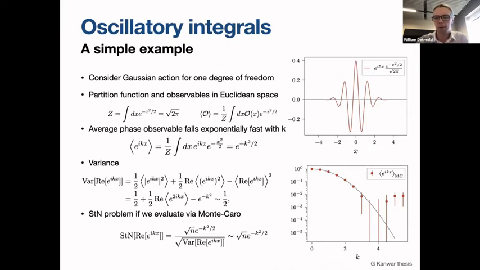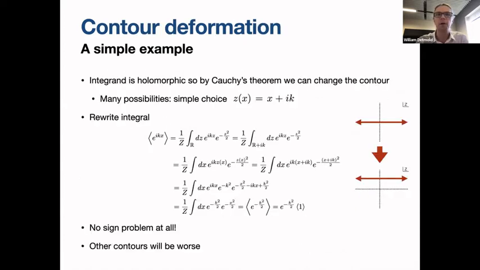Okay. So how do we solve this via contour deformation? So the integrand is holomorphic. In fact, in this case, it's entire. And so by Cauchy's theorem, we're free to change the contour. There are no poles to worry about, so we can change it however we want. So there are many choices you can make. We're going to just make a very simple choice, which is to shift our variable from x to x plus ik. And so in the equations here, we just go through various steps. So we're going to move our contour from the real axis to integrating along the contour x plus ik.